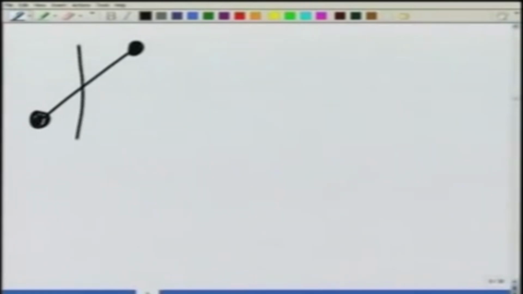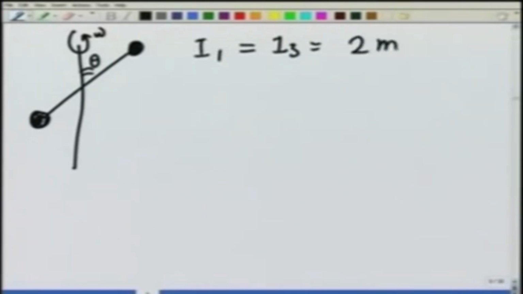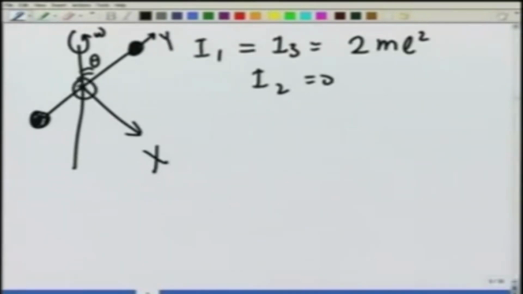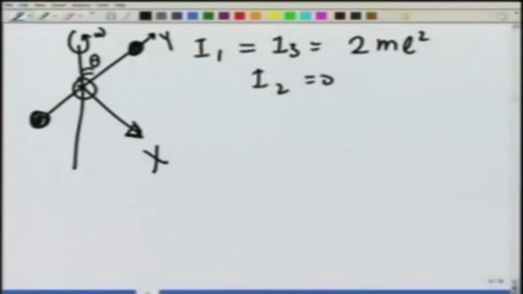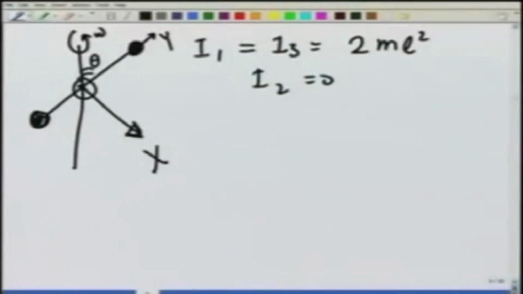This is the body, this is omega, this is theta. I1 is equal to I3 is equal to 2ml square, I2 is 0. Let me remind you, this is my x axis, y axis and z axis coming out, and as I said earlier, as the body rotates, these axes are fixed in the body, so these axes will also move. So, the components really refer to the time when this rod is in the plane of this screen.